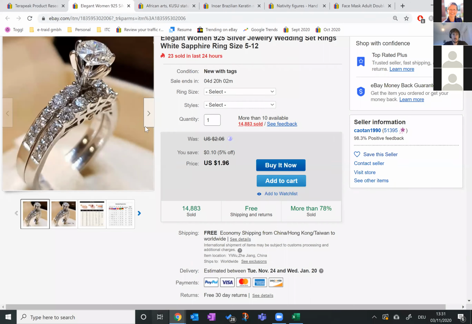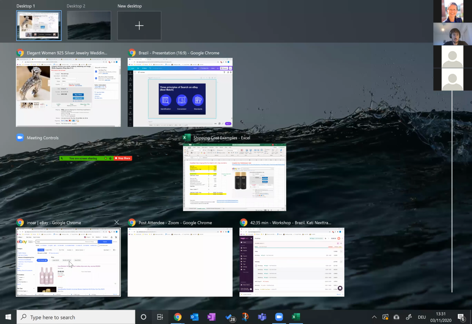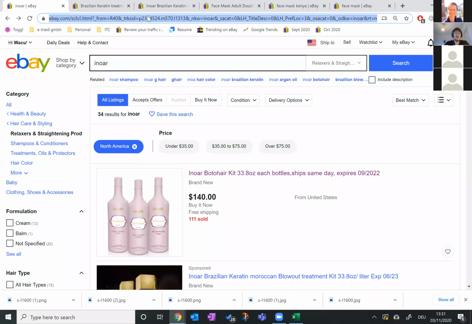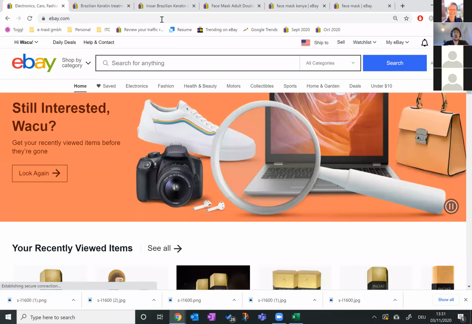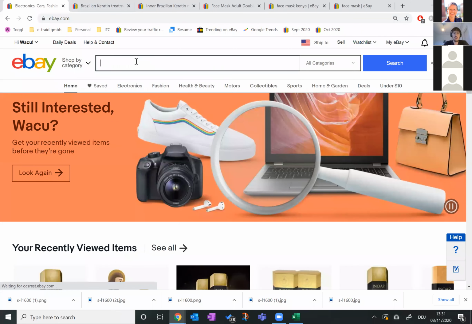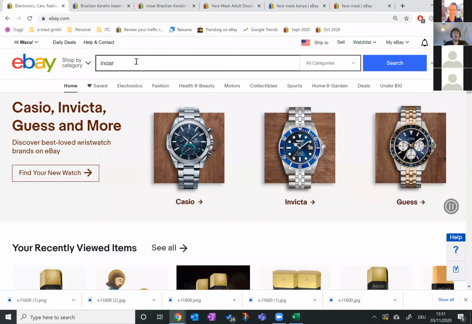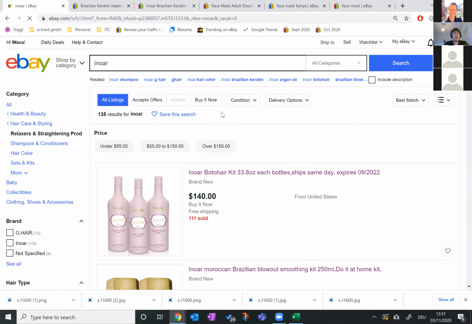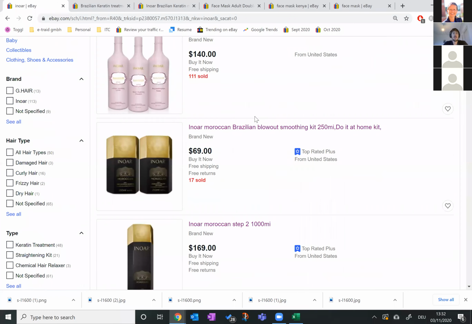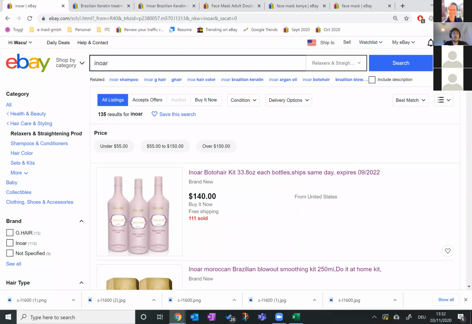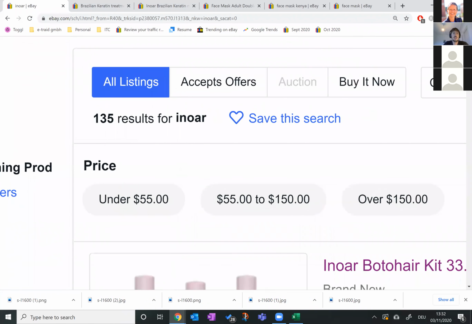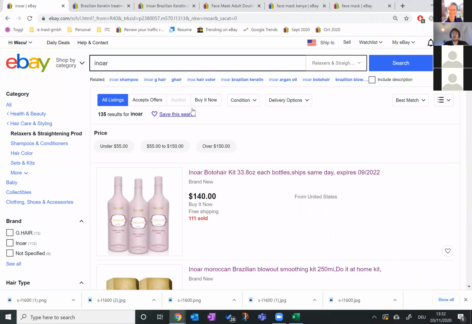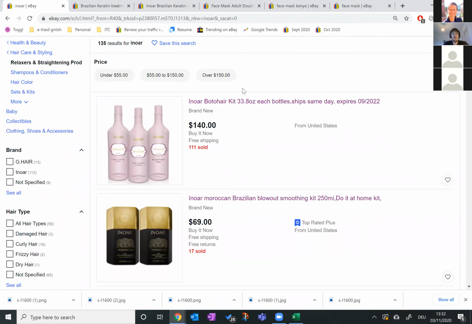I need to go on the other screen. Apologies. This is the right screen. Okay, so let's assume I'm a buyer on eBay, and I already know I want a product from this brand called InnoR. So I'm just going to search for InnoR, and what eBay gives me instantly is a list of InnoR branded products, and essentially I have 135 products for this search term. That's not a lot, but it's quite significant still.